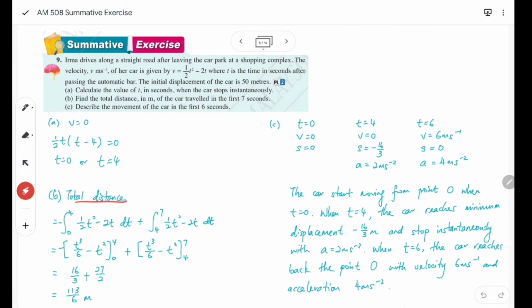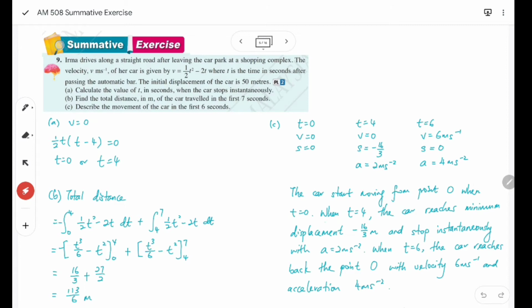I need the total distance here. Therefore, I times by a negative so that I get the distance traveled in the first 4 seconds. By integrating and subbing in the 4 and 0, we'll get negative 16 over 3. After times negative, we get positive 16 over 3. And from 4 to 7, sub in the 7 and sub in the 4, we'll get 27 over 2. So the total distance will be 113 over 6 meters.